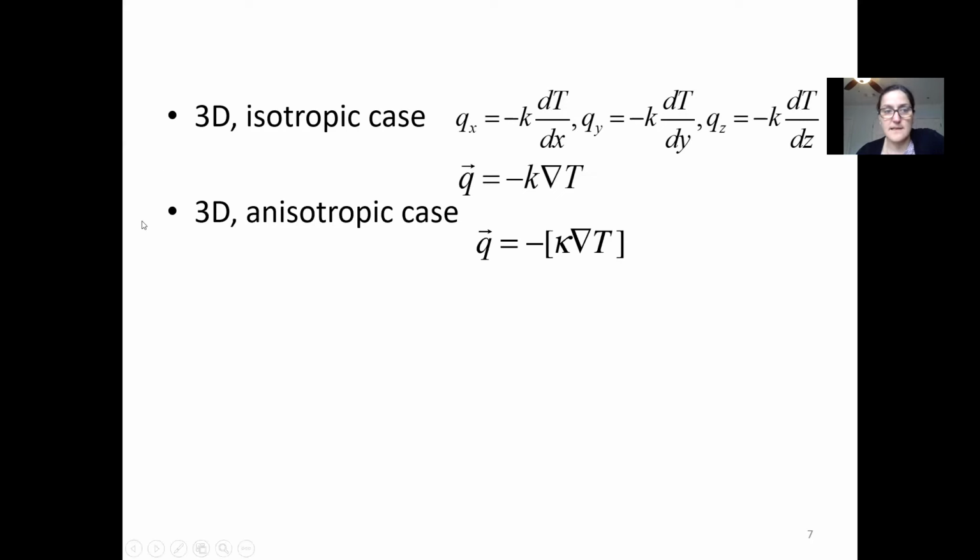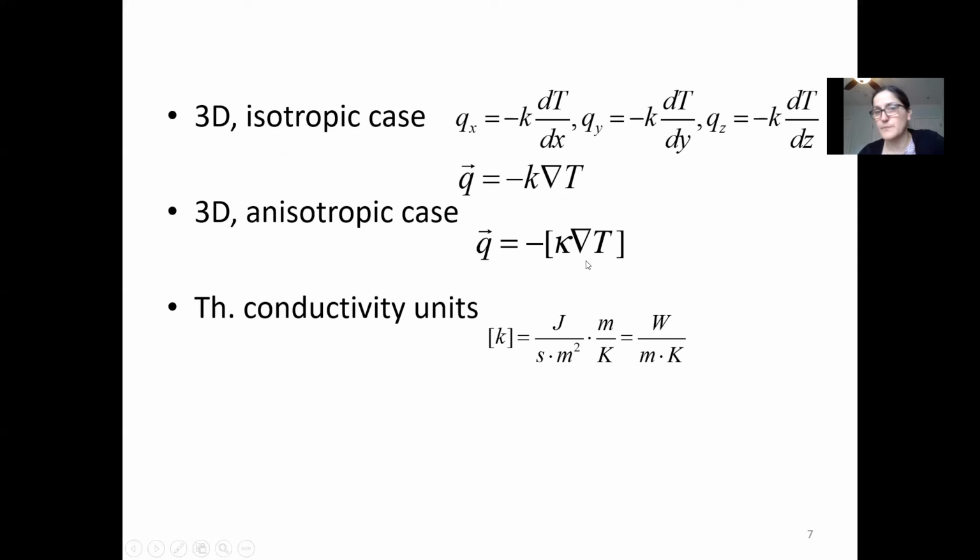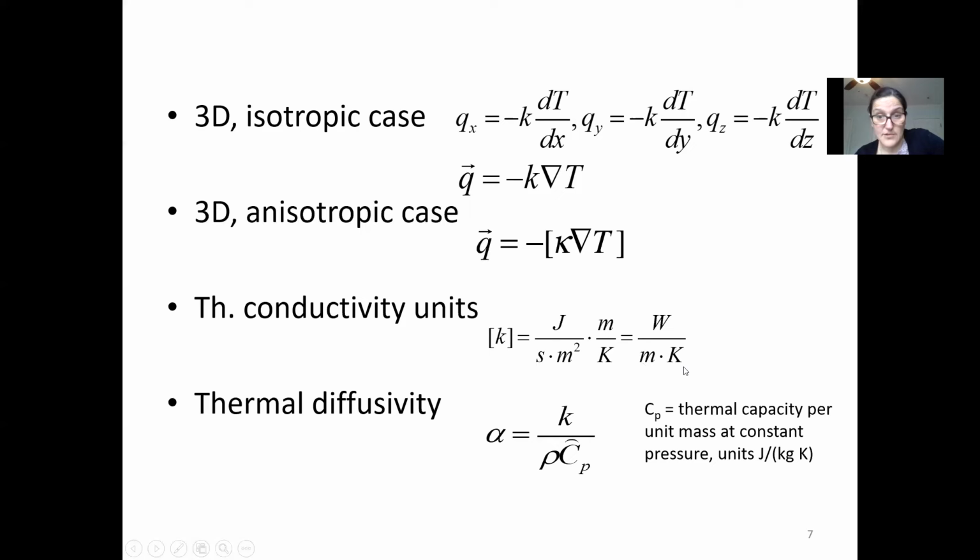Now, if I had an anisotropic case, in the general case, this thermal conductivity could be a tensor multiplying a gradient of T, but we're not going to deal with such cases in this course. This is just for your general education. Now, when I look at this relationship to recover what the units are, when you do the little calculation, watt is joule per second. So this is a unit of power divided by meter and Kelvin, which is temperature.